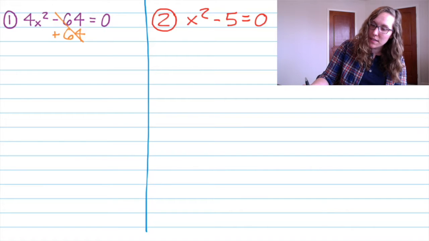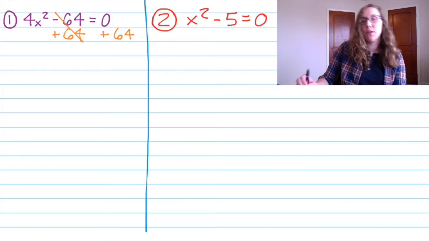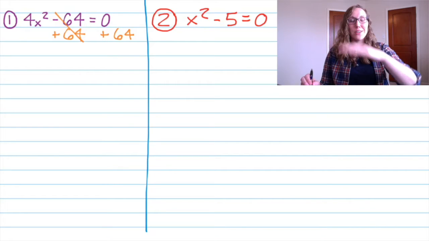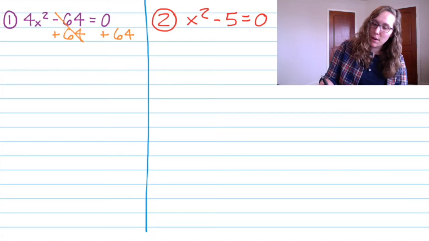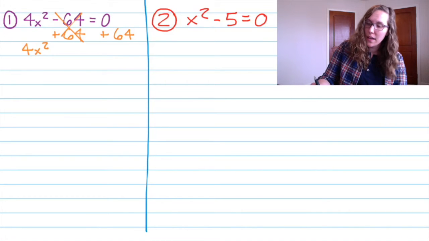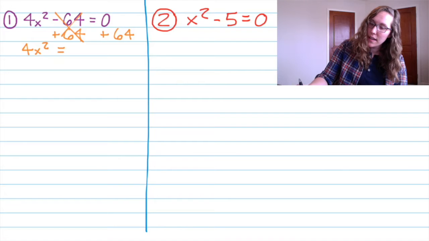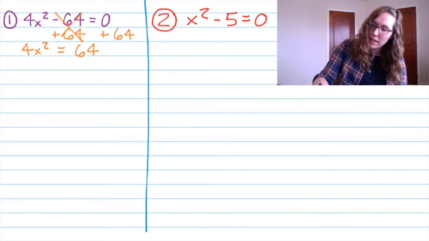And if we do something to the left side of our equation, we have to also do it to the right side of our equation to balance our equation out. And now we're going to rewrite what's left of our equation. So we have our 4x squared. These, again, completely canceled, so we're not going to write anything. Copy down our equal sign, and then 0 plus 64 left us with 64.